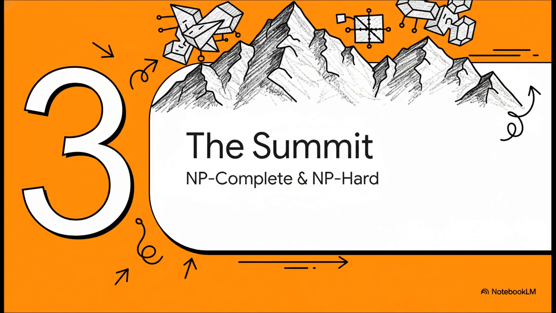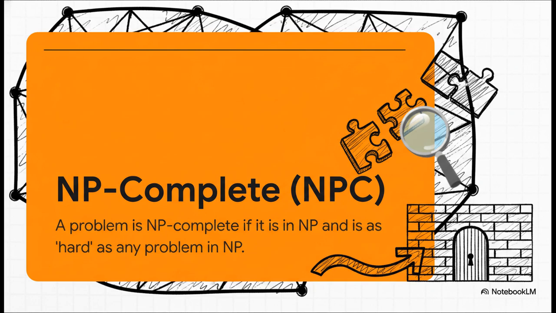Okay, we've made it. We've reached the highest, most rugged part of our climb. This is where we find the true giants of complexity theory, the NP-complete and NP-hard problems. Let's start with NP-complete. Think of these as the hardest of the hard problems inside of NP. They are problems that are definitely in NP, so we know their solutions are easy to check, but they just seem to resist any and every attempt to be solved efficiently.